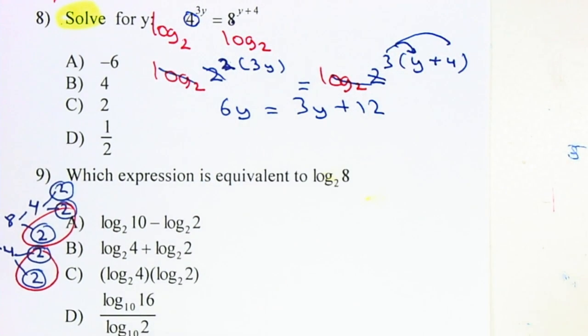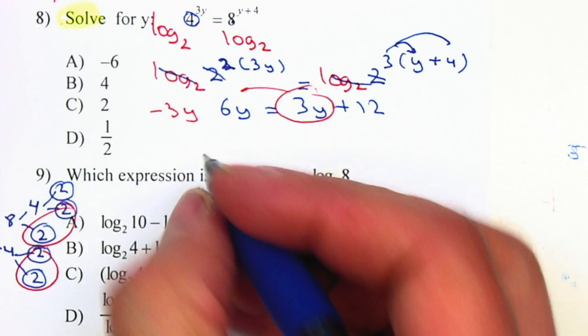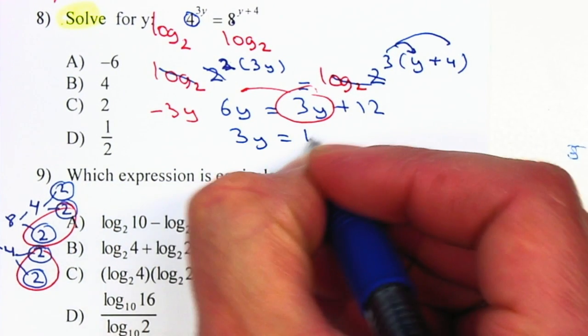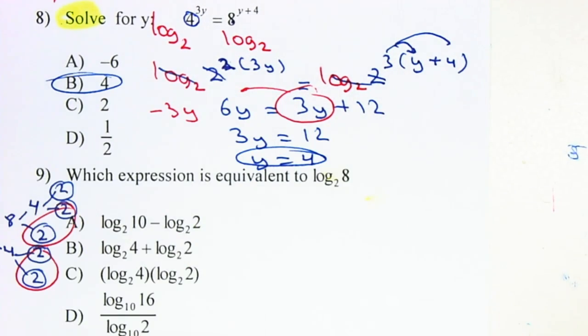And then I just solve for y, so I'm going to move my 3y to the left, becomes a negative 3y. That gives me 3y is equal to 12. Divided by 3, y is equal to 4. So your answer is B.